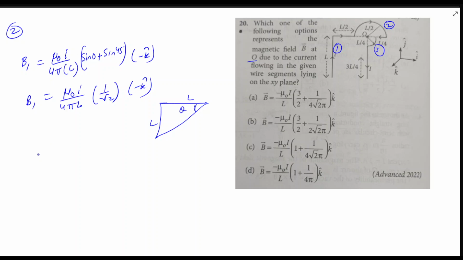This is B1. Let's find B2. For B2, the radius is L by 2. So we get mu naught I upon 4 times the radius L by 2, and the direction will be minus k. So it will be equal to mu naught I upon 2L, in the minus k cap direction.